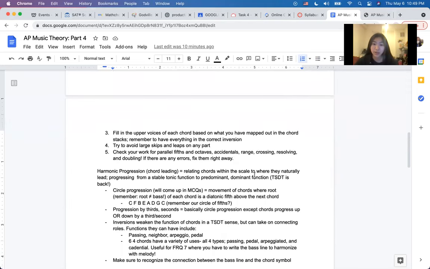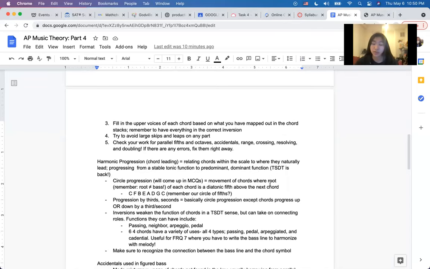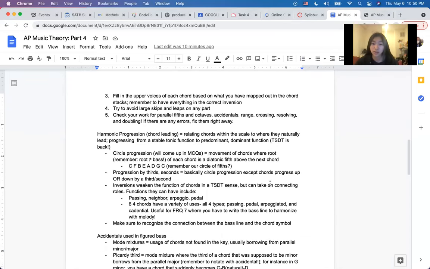And the next thing we're going to talk about is harmonic progression, also known as chord leading. This relates to chords within the scale where they naturally lead. Remember how we mentioned tonic, subdominant, dominant, tonic, that harmonic function, that relates to this quite a lot. So firstly, circle progression. This comes a lot in MCQs as usually an answer choice.